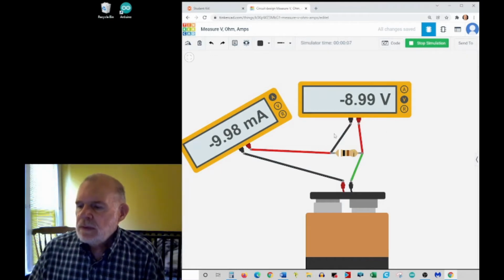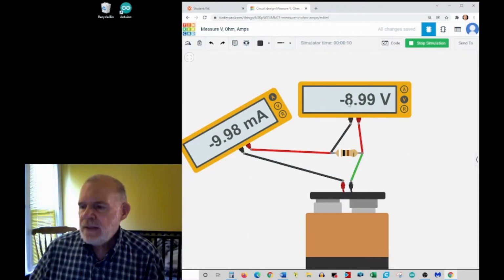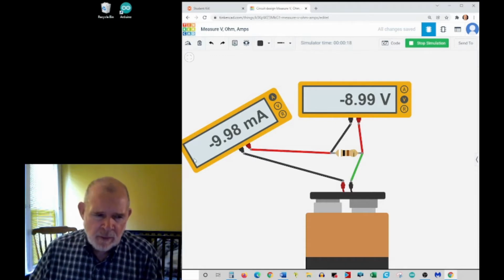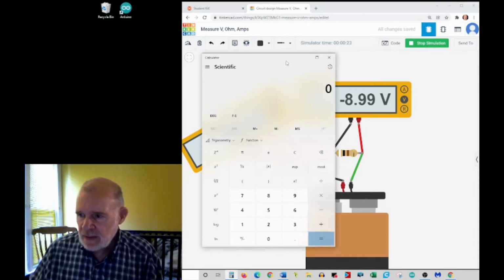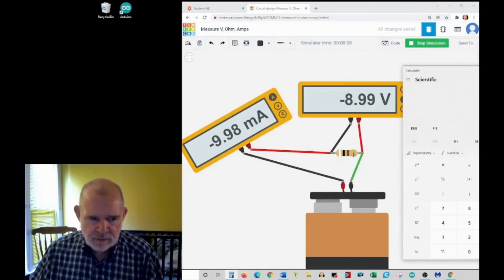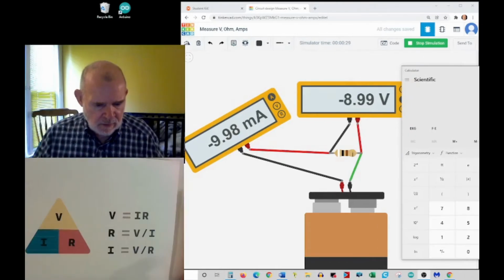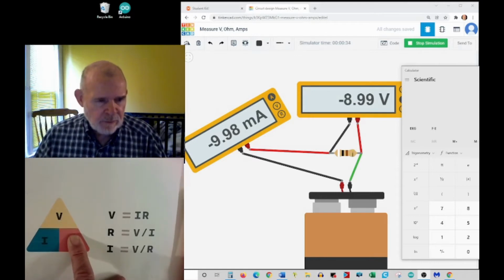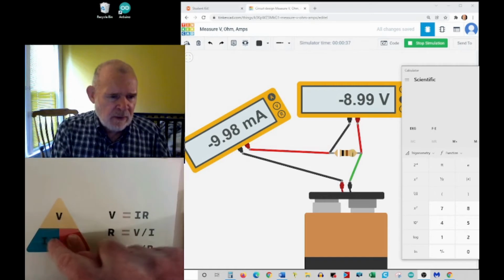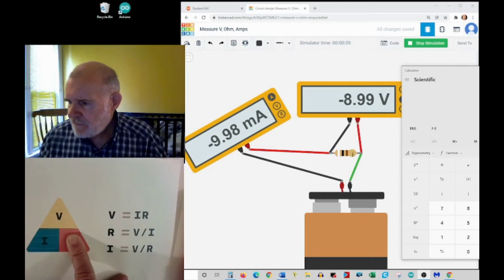So let's get out a calculator. I've got basically 9 volts, 8.99 volts, and I've got about 10 milliamps, or 0.00998. So let's calculate what the resistance is. If I look at my formula, I put my finger on R, and so my calculation for R would be volts divided by current. So my volts here is 8.99 divided by the current.